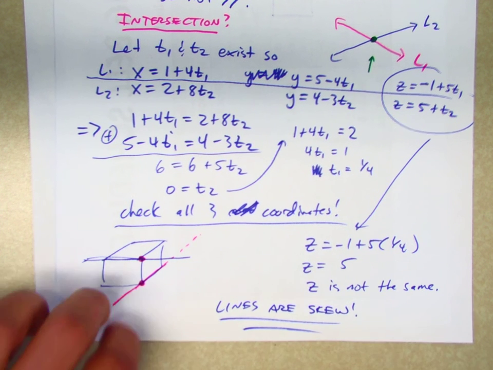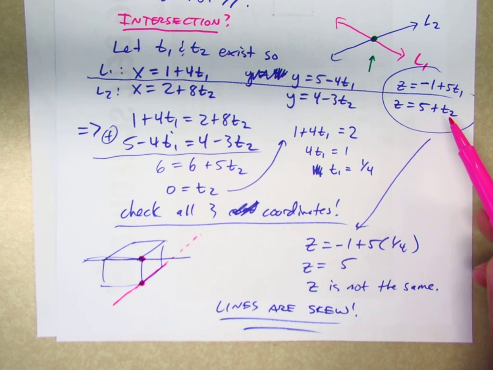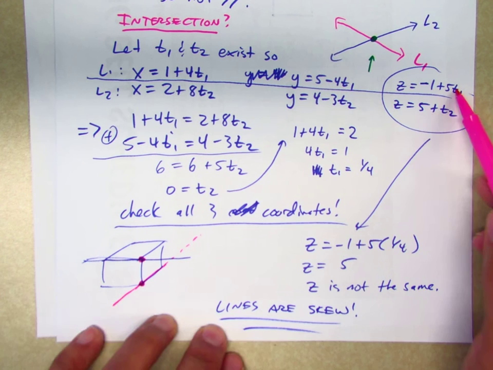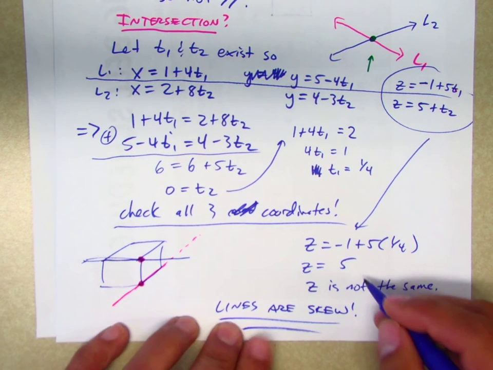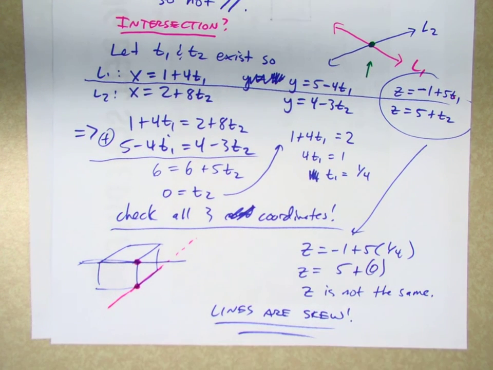So they don't intersect. Did you say z equals 5? For the second one, yes, because t2 was 4. Or I'm sorry, t2 was 0. Oh, okay. So I'm plugging in t1 and plugging in t2. Does that make sense? And that's how I know that they don't match. Okay. Any questions?